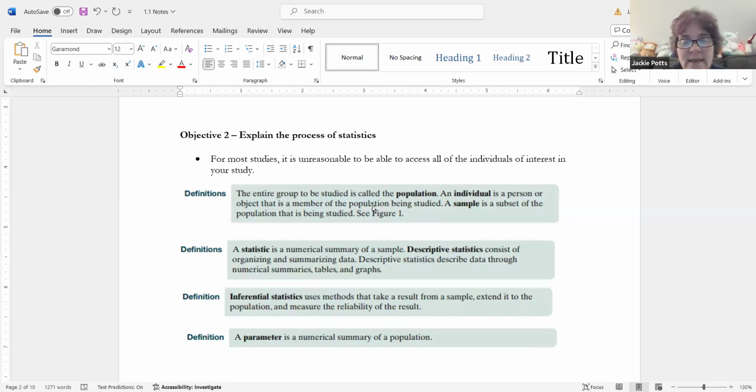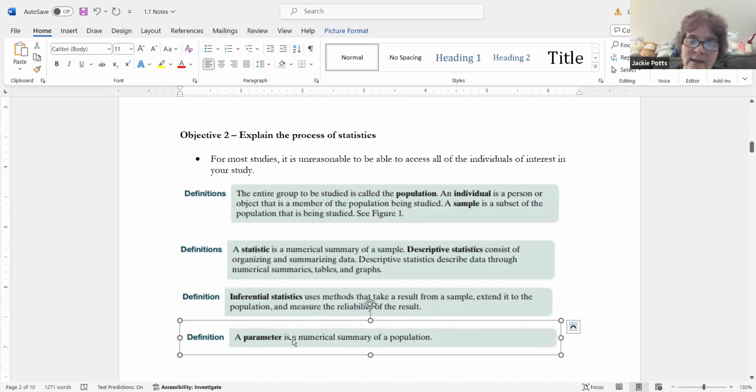Now, a statistic and a parameter. A statistic and a parameter basically have the exact same definition. They are both numerical summaries. However, a statistic is a numerical summary of a sample, while a parameter is a numerical summary of a population. I tell students S to S, P to P. Statistic to sample is the same as a parameter to a population. They are both numerical summaries.